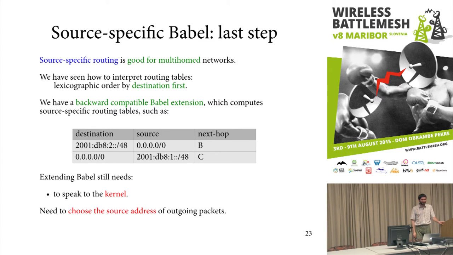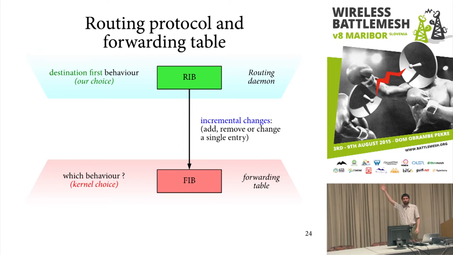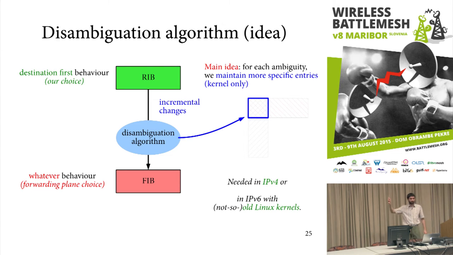And now we must install these routes into the kernel. We have chosen a behavior which is destination first, but the kernel may choose a different behavior, and it can happen, so we must deal with that. In order to force the kernel to follow our behavior, we have designed a disambiguation algorithm. The basic idea is to add additional routing entries into the table, which are more specific than the two others, at the intersection of two routes which would be in ambiguity. This kind of technique is needed in IPv4, and it is also needed for other Linux IPv6.